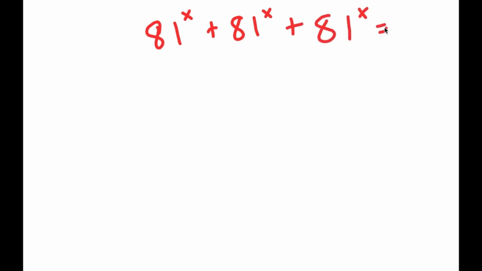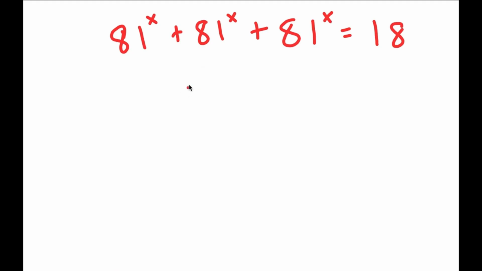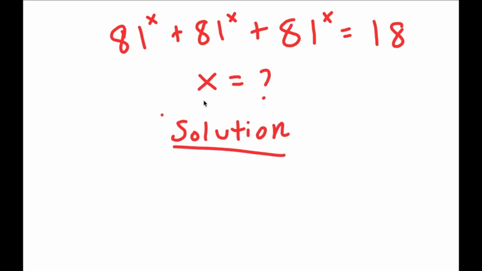Alright, so in this problem, I have 81 to the power of x plus 81 to the power of x plus 81 to the power of x is equal to 18. So I obviously want to find x as it's my only variable in this problem. So for my solution, I'm going to first start by rewriting this equation over here.